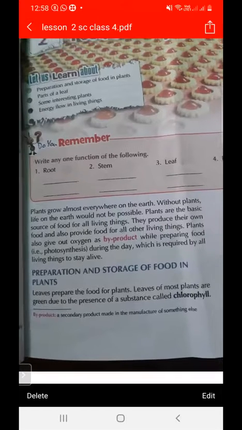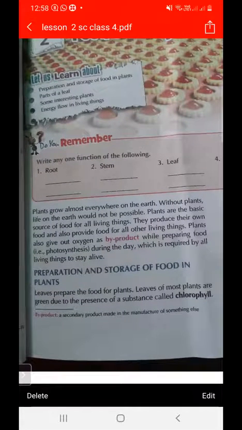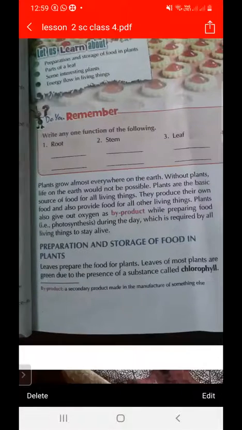Leaves of most plants are green because they have a substance, and this substance is called chlorophyll. Because of chlorophyll, all leaves are green. So the next question arises: why are most of the leaves green? Because they contain a substance, chlorophyll, and this makes the leaves green.